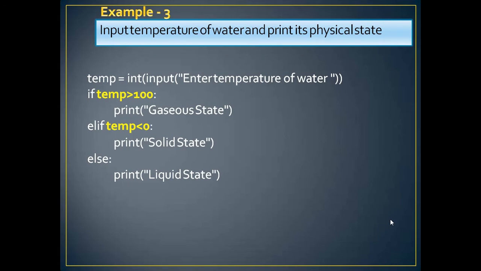Let us see an example here. Okay, enter the temperature. If temperature is greater than 100, print gaseous state. Elif, if it is less than 0, print solid state. Elif or else, it is a liquid. These three possibilities: either gaseous or solid or liquid.